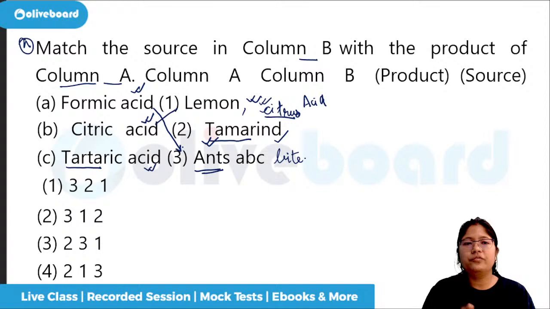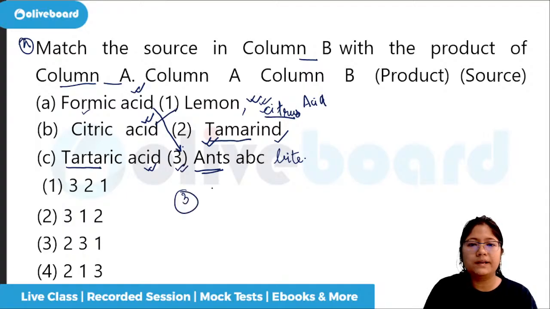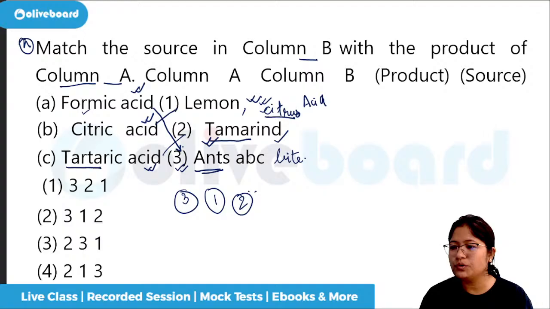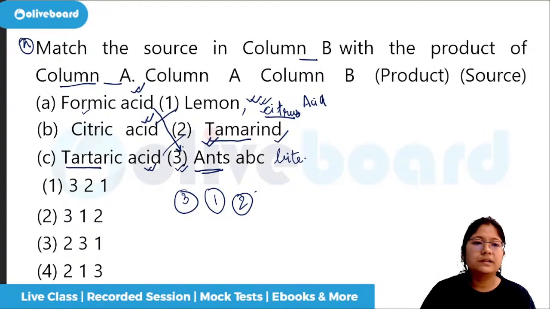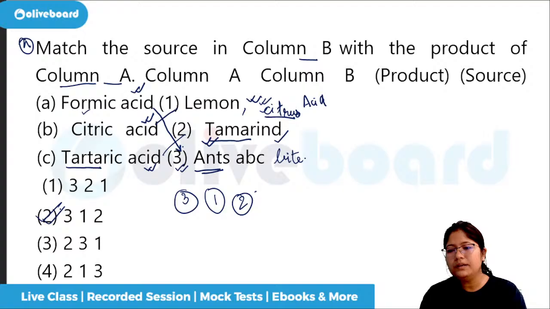Now if we match this, A is with 3, so first 3 will come. B is with 1, so second 1 will come. And C is with 2, so third 2 will come. So which is the closest option to this? The closest option is option number 2, that is 3, 1, 2.